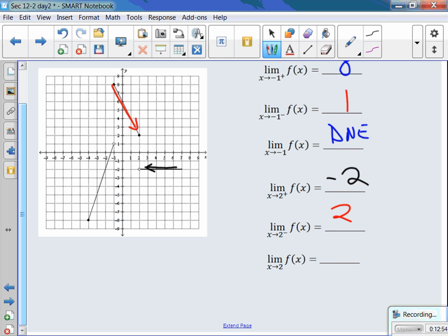Absolutely. Yes? Galena answered, but why wouldn't that be negative 2? Because that's above the x-axis, right? Positive. Right? Any other questions?